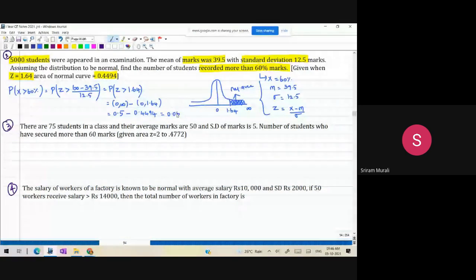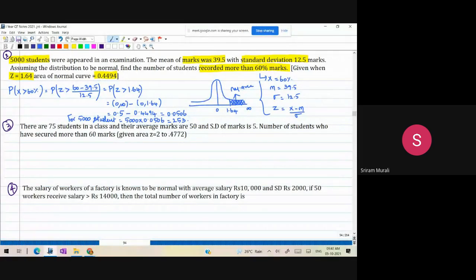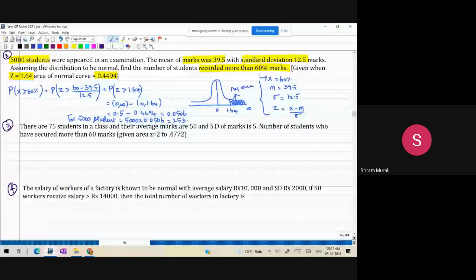For 5,000 students, this is 5,000 into 0.0506, which is equal to 253, approximated. Do you understand now how the normal distribution is being applied in a practical scenario? Sir, yes.